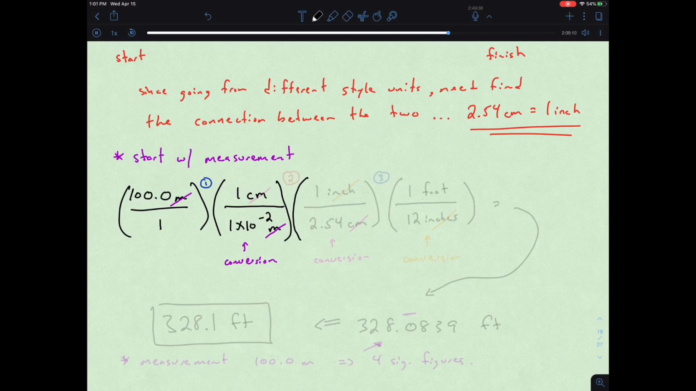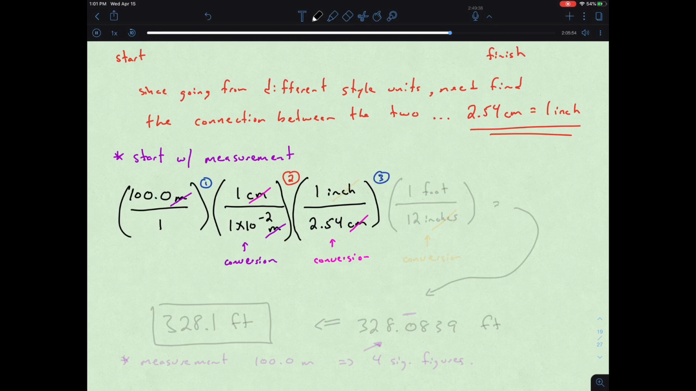Now I'm going to step 2 from above, where now I'm using that connection between two different style types. I just want to make sure that I have the units in the right place. So I want to go from centimeters to inches, so that's why I'm putting the centimeters in the denominator, so that cancels out with the centimeters in the numerator in the first part. So now we've canceled centimeters, and now we are in terms of inches.